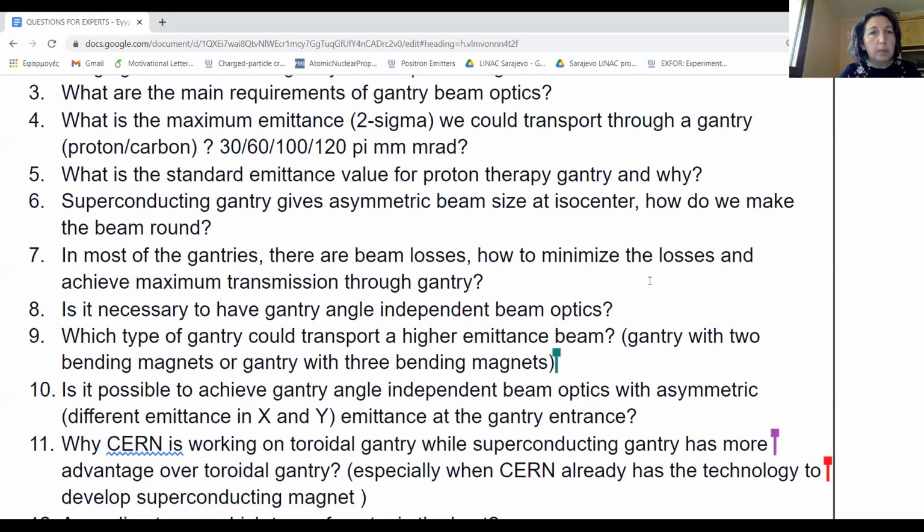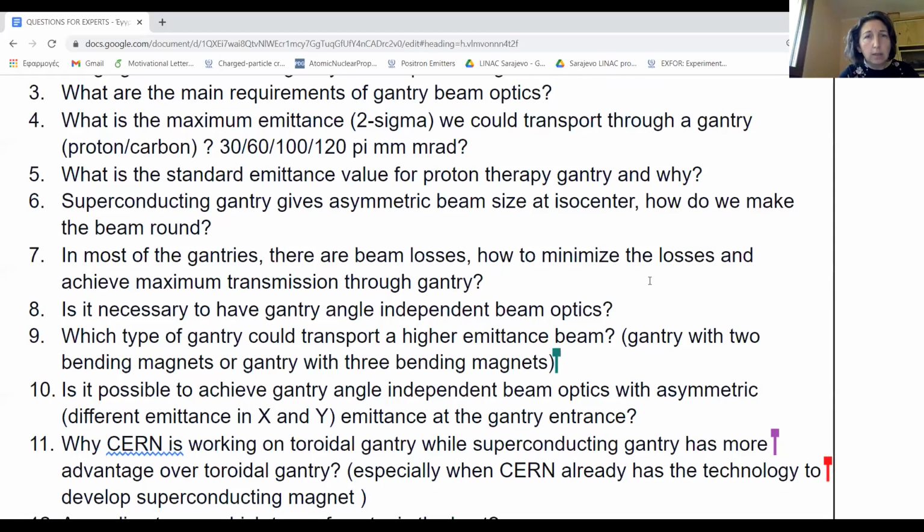How do we make the beam round? It's more or less what I tried to explain. The beam size is the product of the beta function and the emittance. The emittance is a constant, a property of your beam. The beta function is a property of your lattice. So you can change the beta function at the isocenter to have a beam which has the same dimension in both the horizontal and vertical plane.